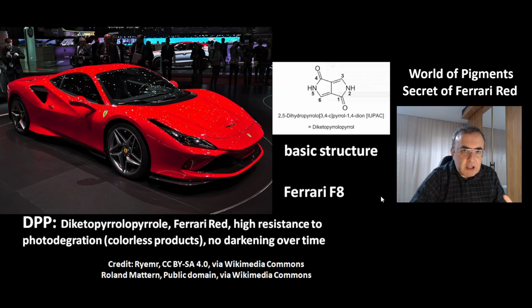So normal car paint gets darker over time, because the UV radiation from the sun degrades the organic compounds, and you get brown degradation products. The DPP molecule is also attacked by the sun, but its degradation products are colorless, which means the pigments over time shrink a little bit, but that doesn't change the color. So that's why this Ferrari will keep its beautiful bright red color, and that's the secret of Ferrari Red.